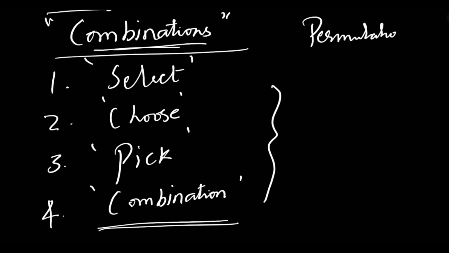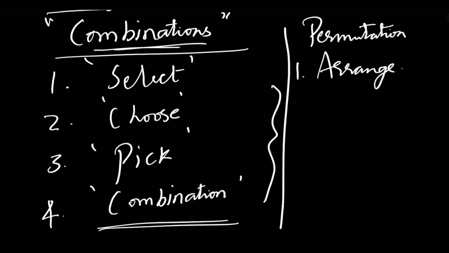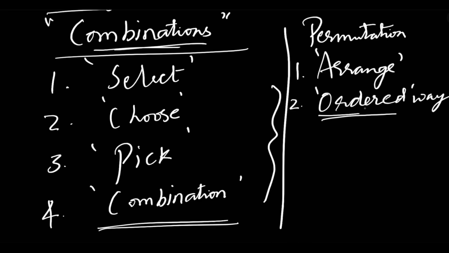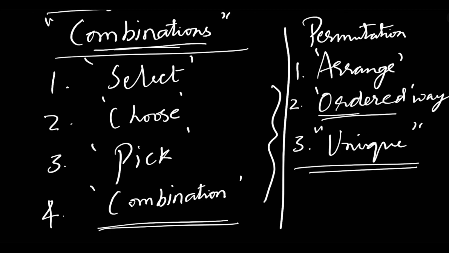Then coming to permutation, you have keywords like arrange, or arranged, or arrange them based on something of that kind. Then ordered ways, or order them, placed in an ordered way. Or also they can give it as unique: how many unique ways of arranging this? So these keywords indicate that the problem is based on permutation.